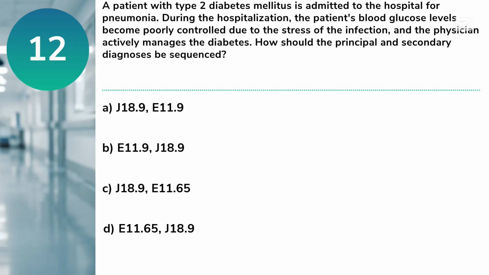A patient with type 2 diabetes mellitus is admitted to the hospital for pneumonia. During the hospitalization, the patient's blood glucose levels become poorly controlled due to the stress of the infection, and the physician actively manages the diabetes. How should the principal and secondary diagnoses be sequenced? A. J18.9, E11.9. B. E11.9, J18.9. C. J18.9, E11.65. D. E11.65, J18.9.